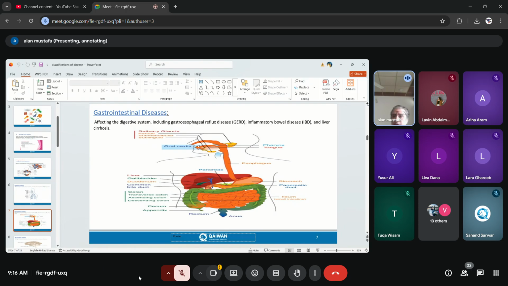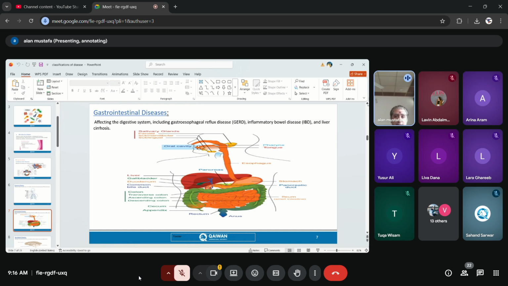One common thing is GERD, gastroesophageal reflux disease. Maybe among you, there is one who has GERD. The main symptom of this disease is heartburn. It happens for many different reasons. Another example is inflammatory bowel disease.